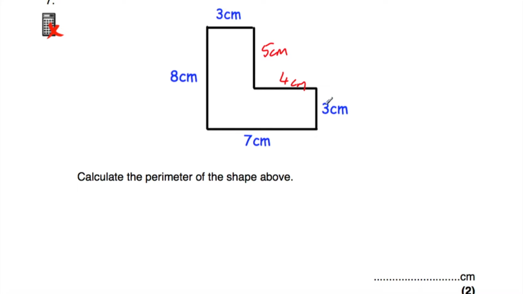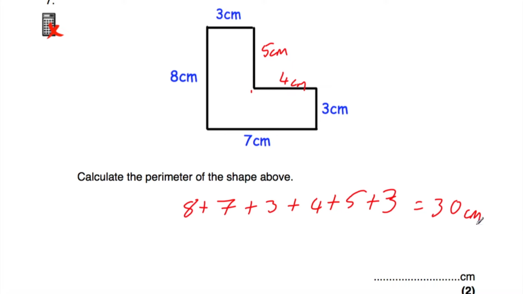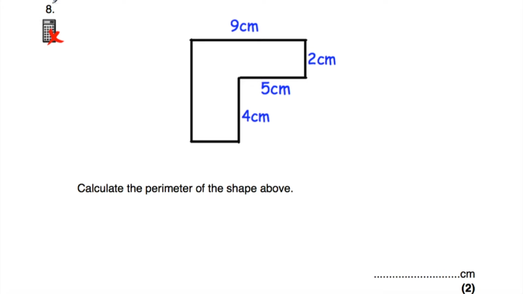Now we know the lengths of each of the sides, we can add them together to find the perimeter of this shape. So let's do 8 plus 7 plus 3 plus 4 plus 5 plus 3. So 8 plus 7 is equal to 15, plus 3 is 18, plus 4 is 22, plus 5 will be equal to 27, plus 3 is equal to 30. So that means that the perimeter of the shape is 30 centimeters. And that's it. Okay, let's have a look at our next question, question number 8.